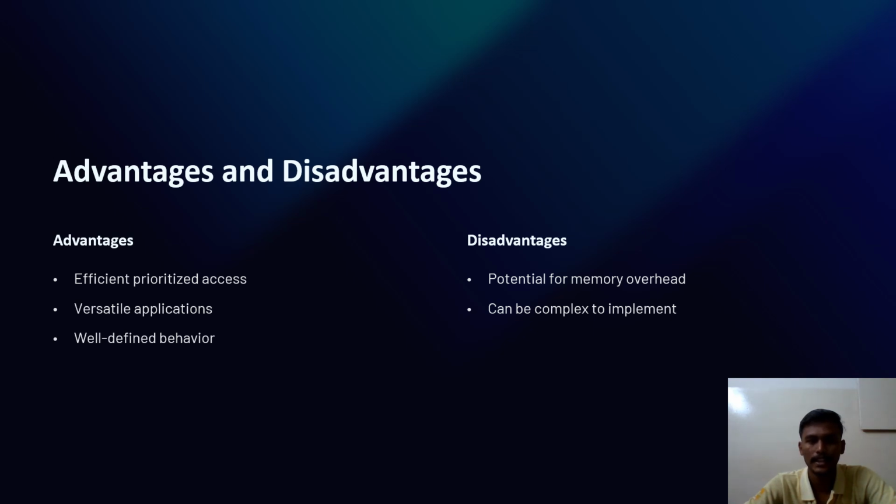Advantages and disadvantages. Advantages: efficient prioritized access, versatile applications, well-defined behavior. Disadvantages: potential for memory overhead, can be complex to implement. Single-ended priority queue. Advantages: simplicity, the implementation is straightforward, often based on a heap or similar data structure. Efficient operations, insertion and deletion, removing the highest priority can be efficient with a time complexity of O(log n) when using a heap.